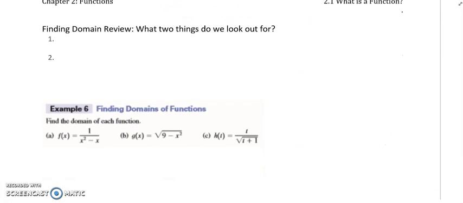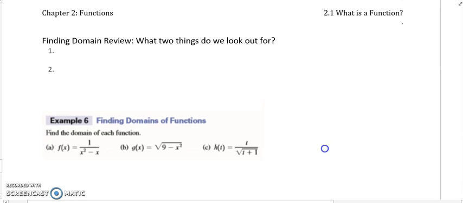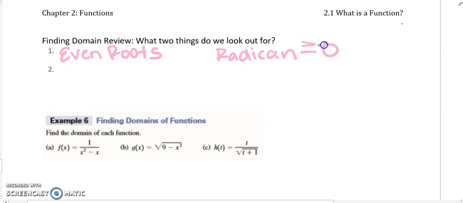And one review and then we're done. Finding domain. So the two things we looked out for, we've already talked about this, is even roots. And remember, whatever's under the radical can't be negative, so it has to be greater than or equal to 0. And then we're talking about domain, denominator. The denominator cannot be equal to 0.